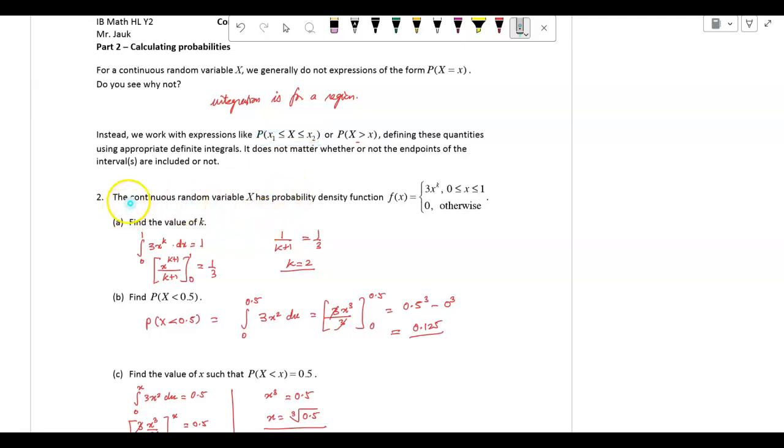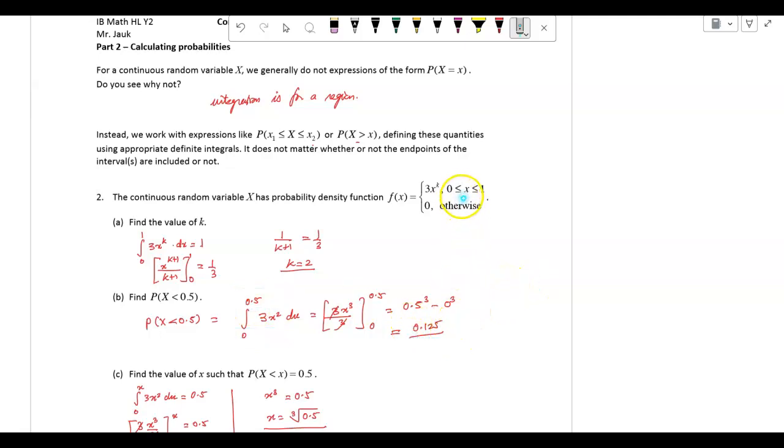Like this one. A continuous random variable x has a probability density function. This has been given to you. So find k: your integral of this function over the domain is equal to 1. You solve it basically. Correct? What is the probability that x is less than 0.5? So you find the area. Your function is 3x square. You integrate the function from 0 to 0.5, basically. So that's your probability.